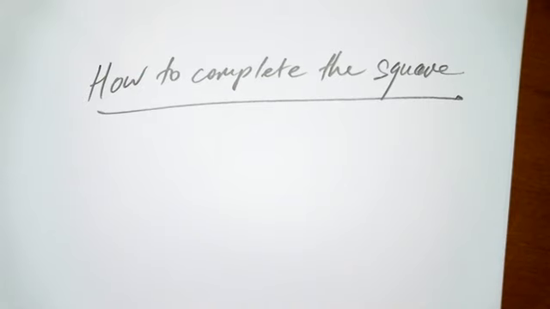All right, let's take a look at another topic. This is called how to complete the square. There's a few steps to this, so I'm probably going to end up making 2 or 3 videos. But first of all, what we're going to look for is basically what's called a perfect square in algebra.